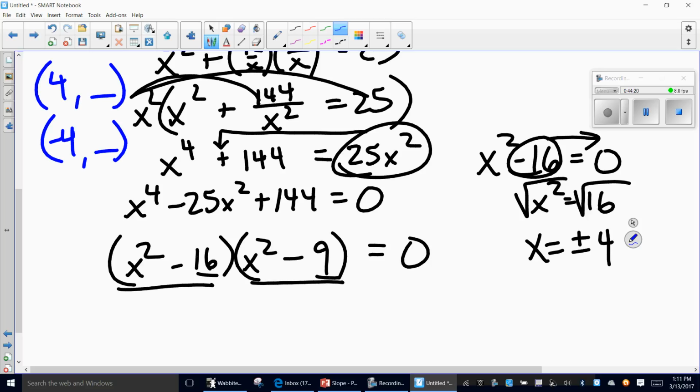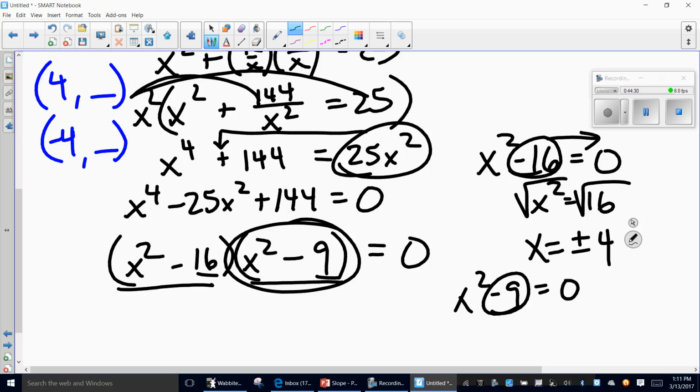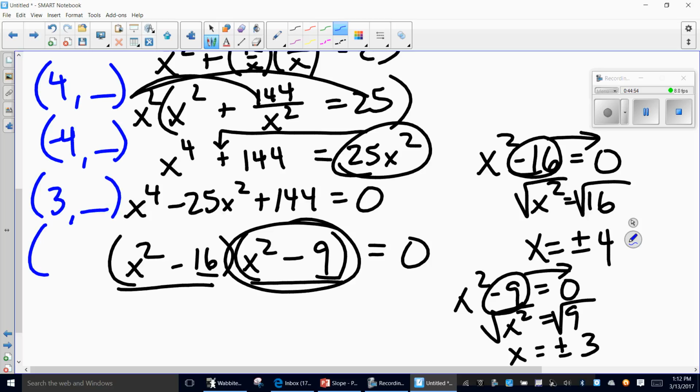But I'm not done yet. That's 2 points. I still got to set him equal to 0. X squared minus 9 equals 0. If you move him over, you get x squared equals 9. And if I take the square root on both sides, what else can x be? Plus or minus 3. How many more points is that? So how many total points is this guy intersecting? 4 different points. So one of them is 3 comma something and one of them is negative 3 comma something.